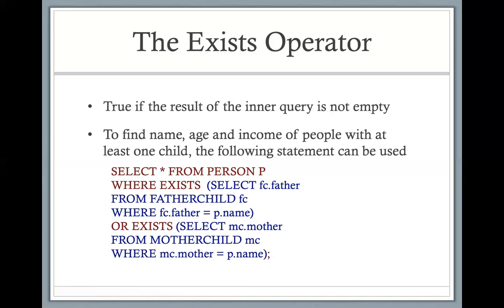So what is this query doing? It's basically getting me the name and income of every person who is a parent, so has at least one child. So select asterisk from person where exists select father from father child where father is equal to name, or exists select mother from mother child where mother is equal to name.